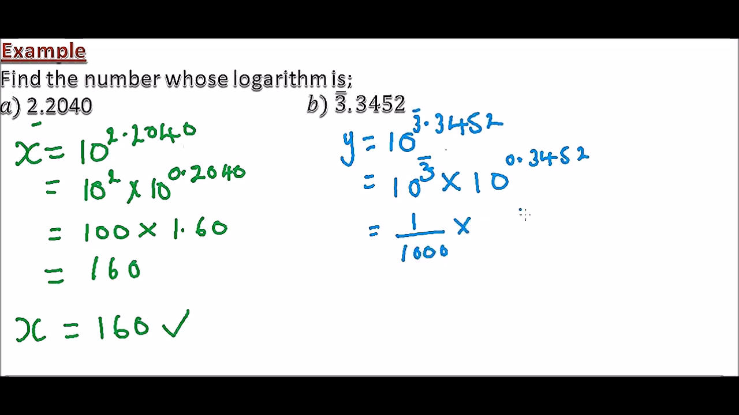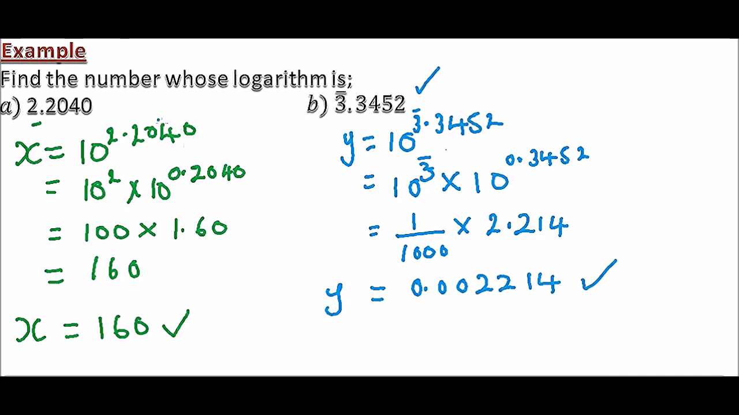Multiplied by the anti-logarithm of 0.3452, which is actually 2.214, and therefore when you divide 2.214 by 1,000, you get 0.00214. So that is the number whose logarithm is given as this one. So our y is that. So that is how you work out such kind of a question.